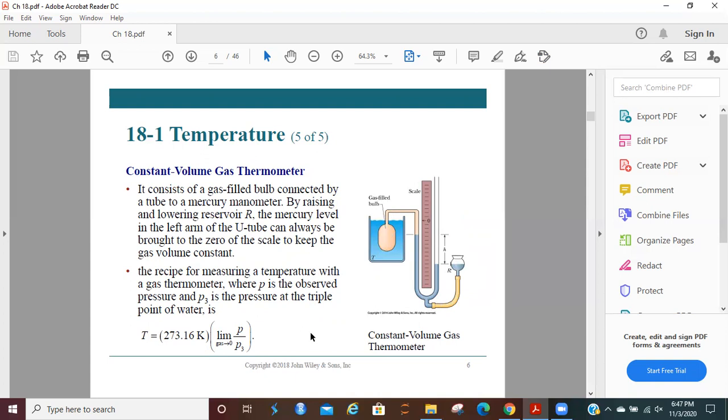The recipe for measuring a temperature with a gas thermometer, where P is the observed pressure and P sub 3 is the pressure at the triple point of water, is going to be listed as this: 273.16 Kelvin times the limit as gas approaches zero of P divided by the pressure at the triple point.